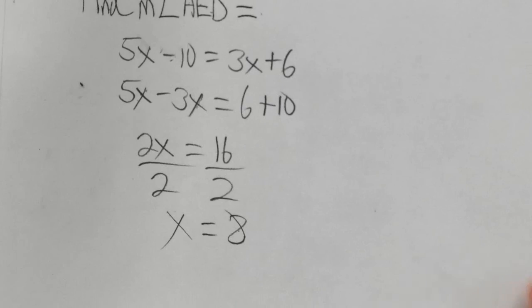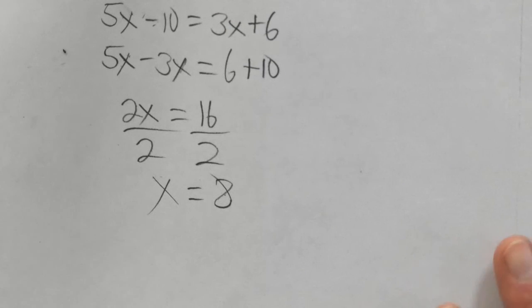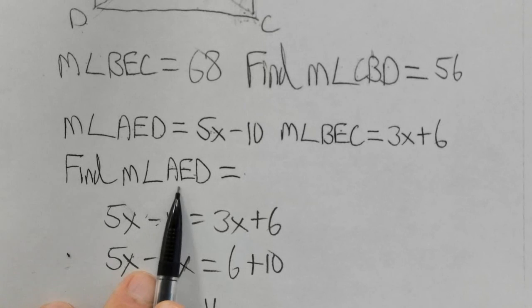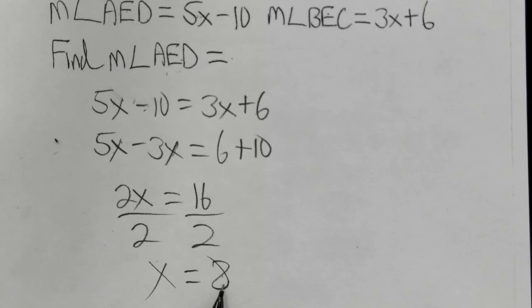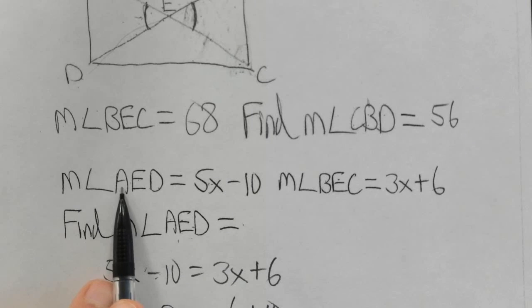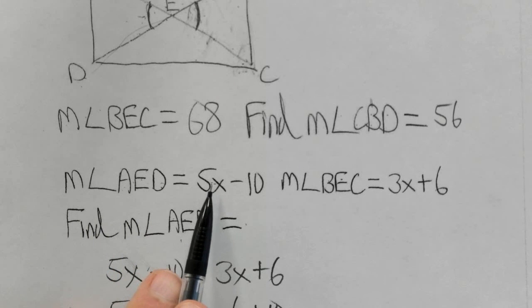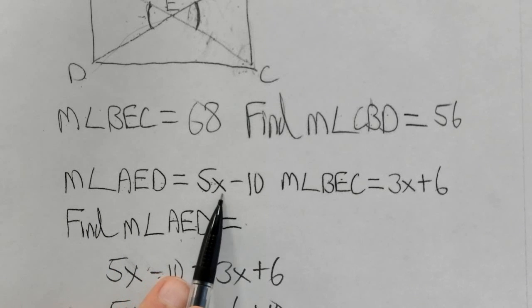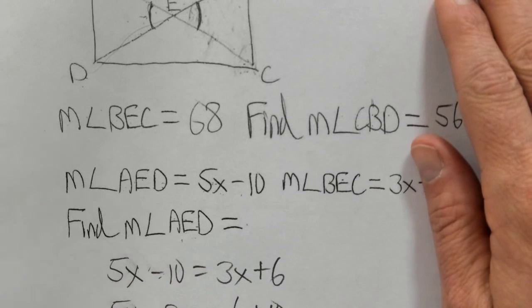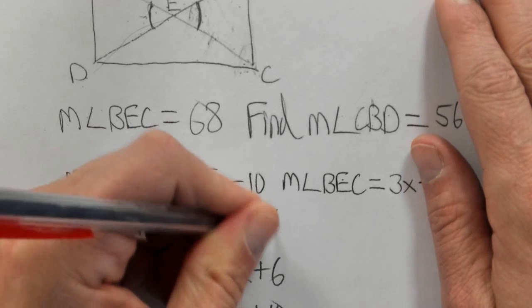Now remember, that's not your answer. The reason why that's not the answer is because the question didn't say to find x, it said to find AED. So I've got to take the 8 and plug it back into angle AED. So I need to go 8 times 5, right? So 8 times 5 is 40. 40 minus 10 is 30, and so 30 is the correct answer.